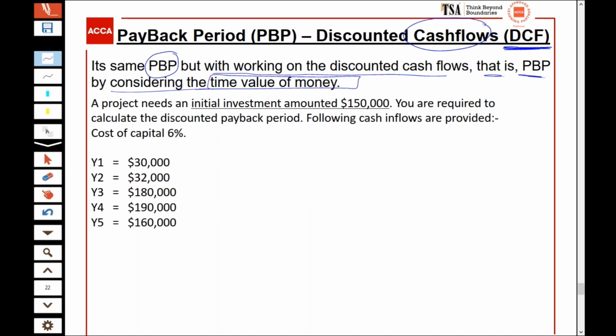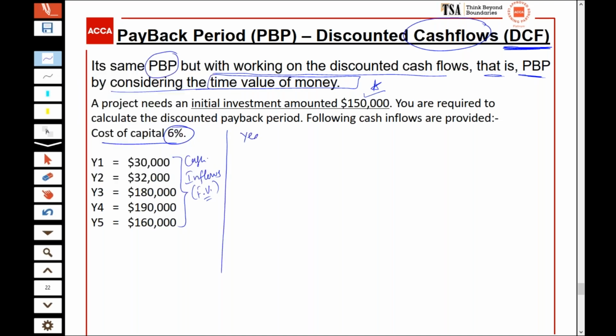Now what we have to do, we have to calculate the present value first. The cost of capital is 6%, initial investment is 150,000, and these are my cash inflows, and all are the future values. I need to calculate the present value first, and then we have to calculate the payback period. So let's now start working.